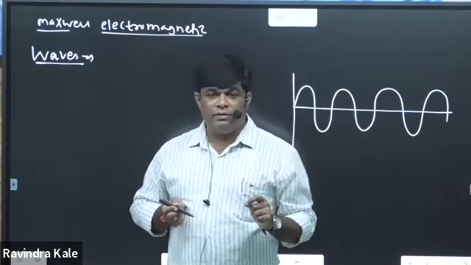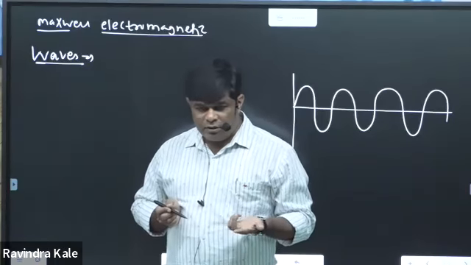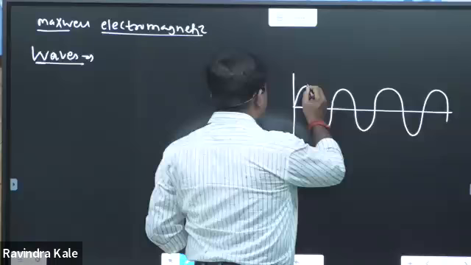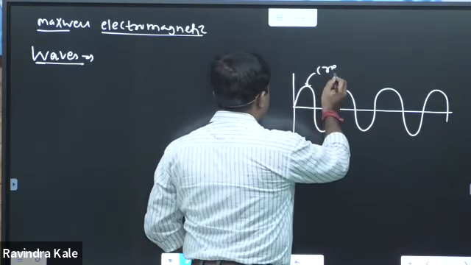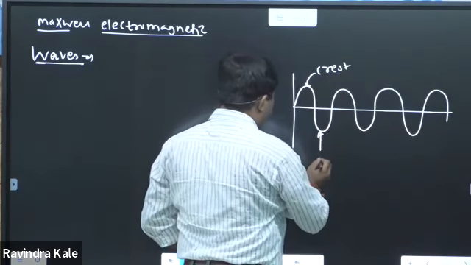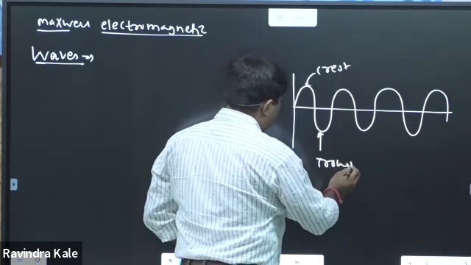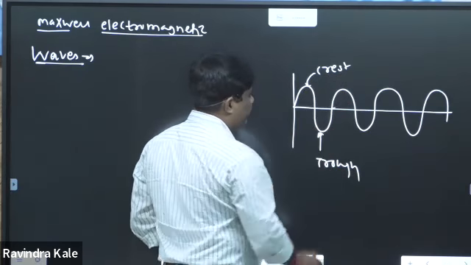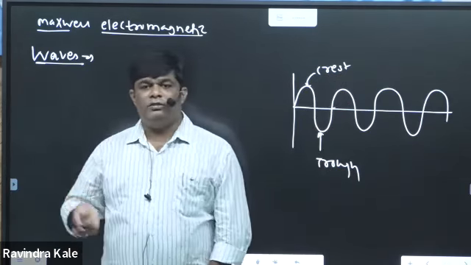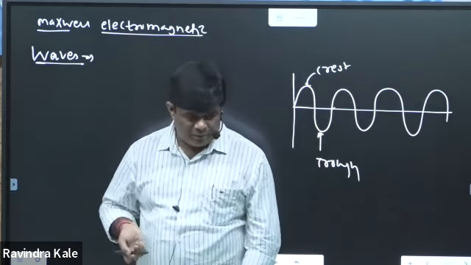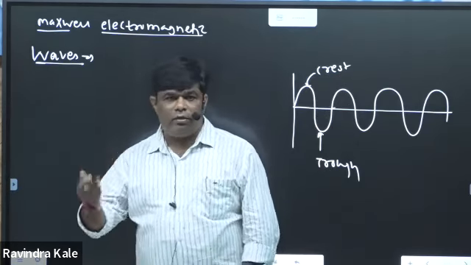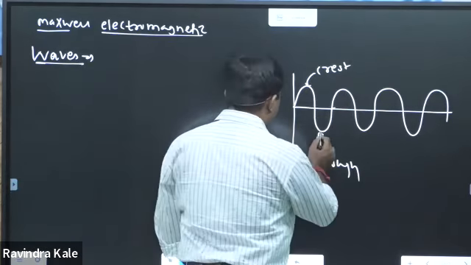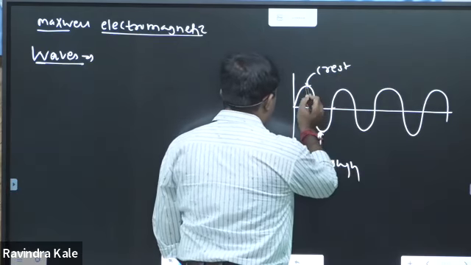A periodic disturbance produced in a space is called as the wave. Then this wave consists of this, which is called the crest, and this is called the trough. One complete wave consists of crest and trough. म्हणजे एक क्रिस्ट आणि ट्रफ मिळून काय तयार होईल? वेव्ह. And this is periodic disturbance, which is repeated at regular interval of time. एक रेग्युलर इंटरवल नंतर ते रिपीट होईल. This is called as the wave. So this is the trough, this is the crest.